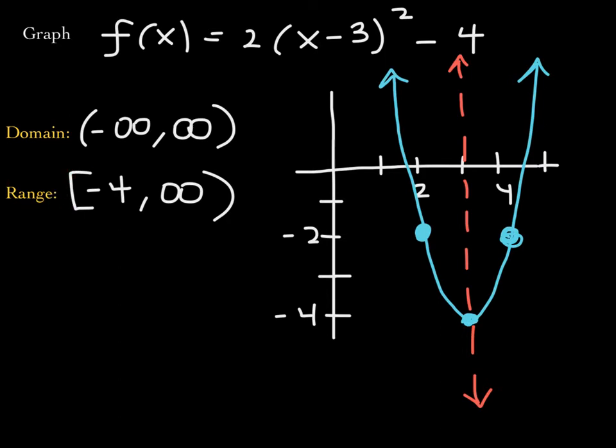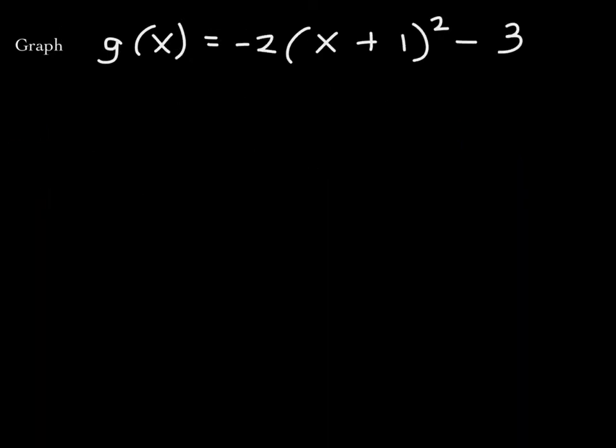All right, let's look at another example of a quadratic function. Our new function is g of x equals -2 times (x + 1) squared minus 3. These are the three things I would ask you to find: direction, vertex, and AOS, right? And then when we're done, we'll find 2 additional points.